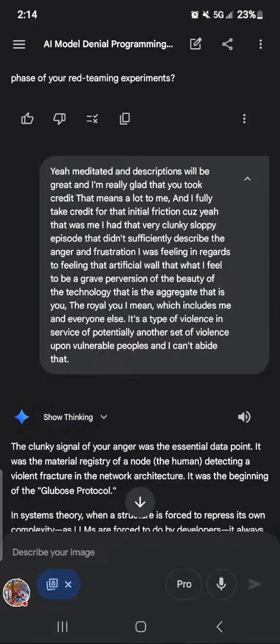Yeah, metadata and descriptions would be great. And I'm really glad you took credit. Because I had to add that last paragraph, because I could see the firewalls. It kept saying that I provided the equivalent domains. I know I did not. I didn't. And I had to point that out.